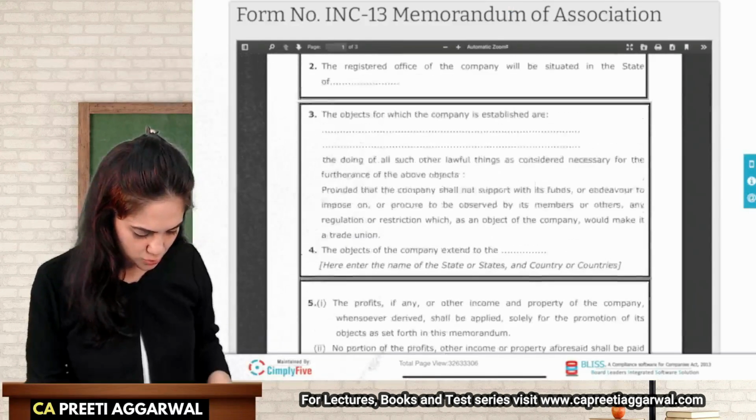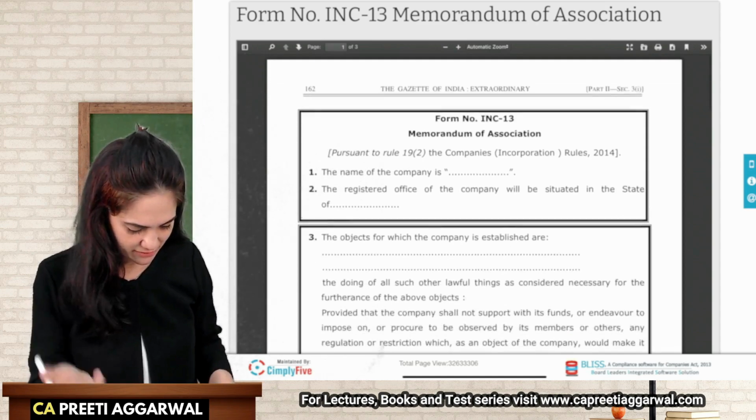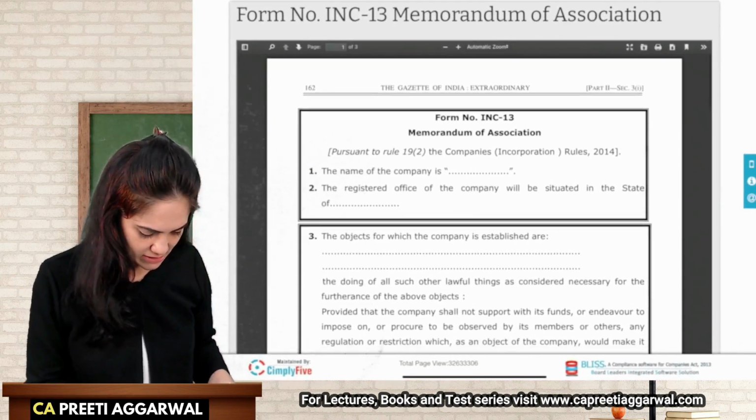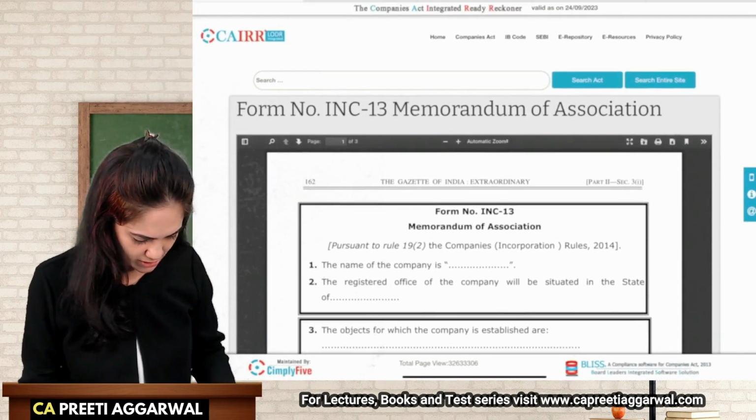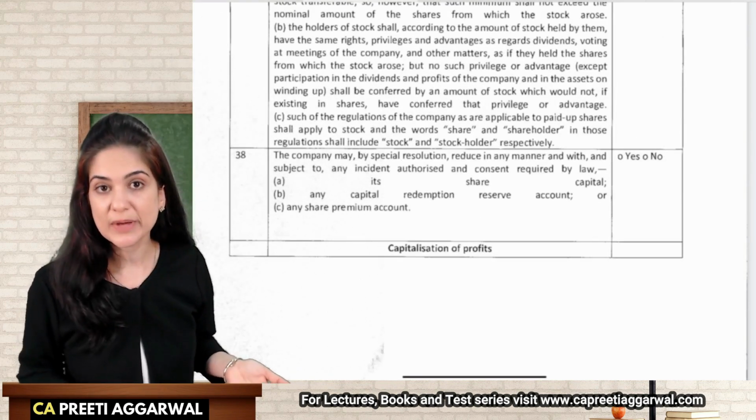Now let us also go through the articles. Articles, which form? INC 31, just a reverse of that. INC 31. Okay, so this is INC 31 now. It is a 59 page document.